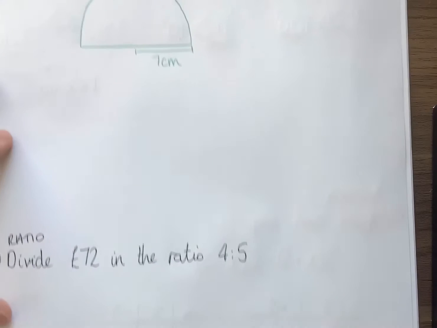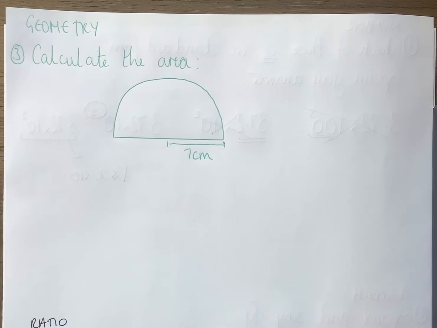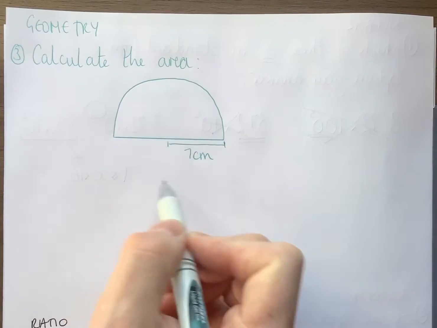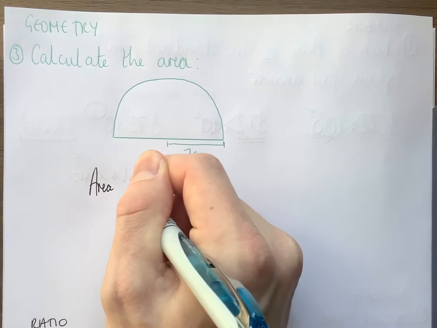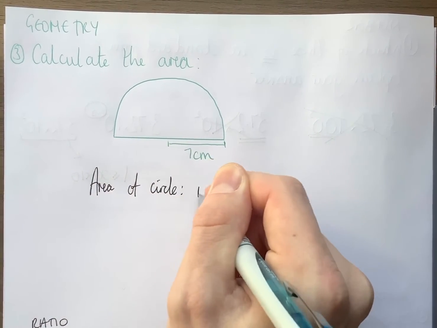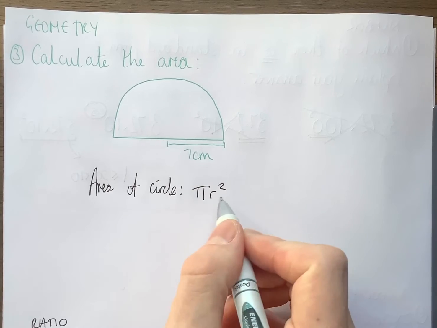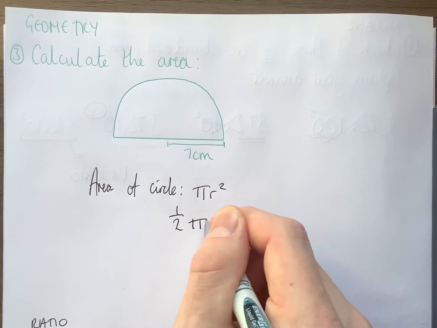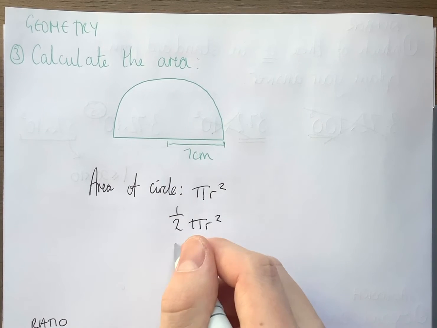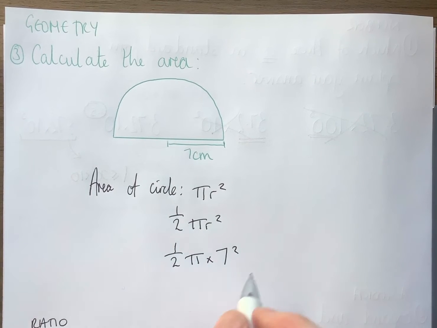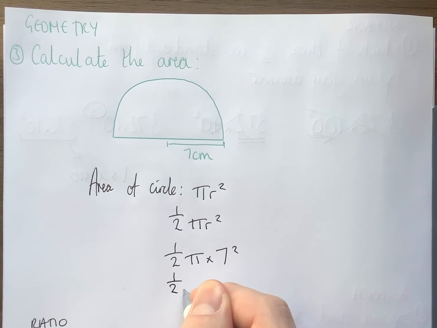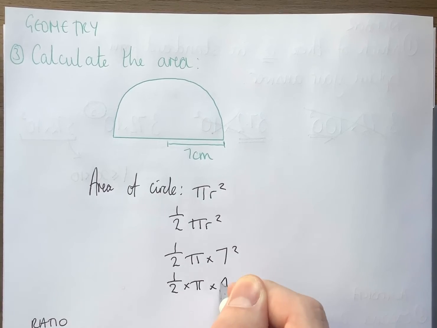Okay, question 3, geometry, so shape. Give this one a go. Okay, so you need your calculator for this one. Area, and this is a semicircle. Poorly drawn, but it is a semicircle. Formula for area of a circle is pi r squared, but in this case it's a semicircle, so it's half of pi r squared, and the radius is 7. So I've got half pi times 7 squared. I know 7 squared is 49, so a half times pi times 49.